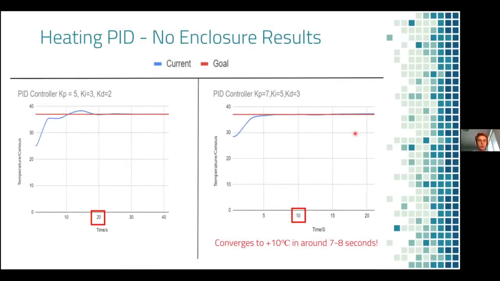Here are our results with initial heating tests with no enclosure. When we use the scaling terms 5, 3, and 2 for the PID, we can get from 25 degrees Celsius to 37 degrees Celsius in around 20 seconds. And we also have minimal oscillations. But we then tried more testing, and when we tried the scaling parameters 7, 5, and 3, we were able to get there in around 7 to 8 seconds, and we had minimal oscillations.